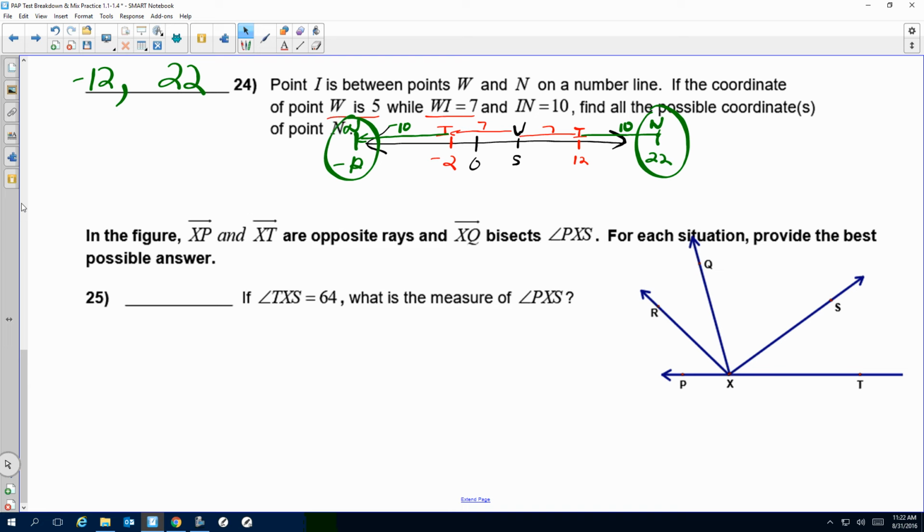Your answer choices will be 2 possible coordinates. Do we have questions on a problem like this? All right.